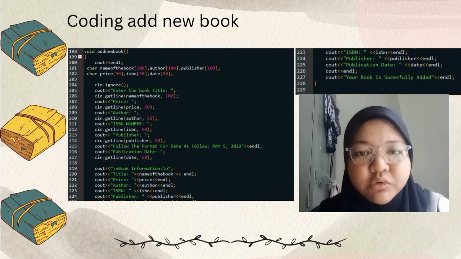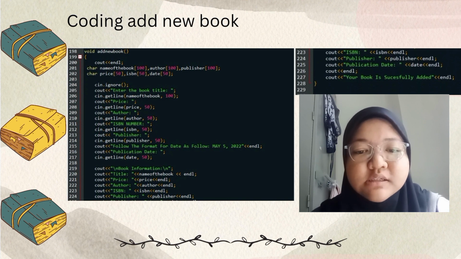This is function for add new book. This function only available only for admin. In this function, the admin has to enter the book title, price, author, ISBN number, publisher, and publication date. After that, the system will display the book information based on the information that the admin entered before.